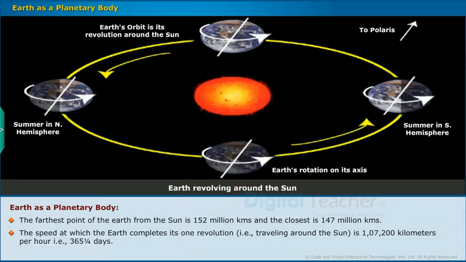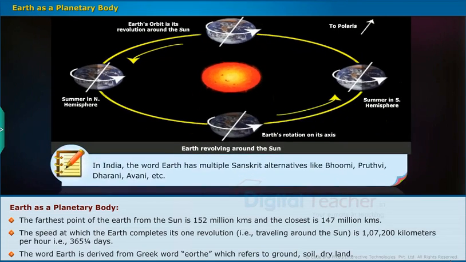The speed at which the Earth completes its one revolution, that is traveling around the Sun, is 1,07,200 kilometers per hour, that is 365 1/4 days. The word Earth is derived from Greek word Yerte, which refers to ground, soil, dry land. Note: in India, the word Earth has multiple Sanskrit alternatives like Bhumi, Prithvi, Dharani, Avani, etc.